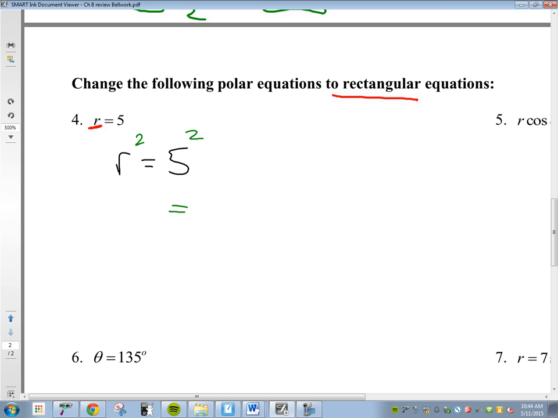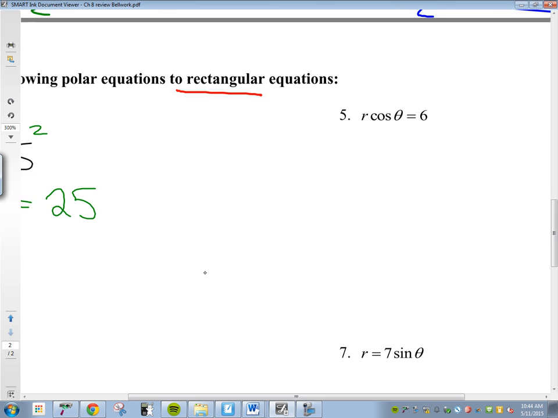I know yours says 3. It says 5 on mine. It's okay. So your problem would say 9. It says r squared here. What can I replace r squared with? x squared plus y squared equals 25. I'm done. It's a circle with a radius of 5. On your paper it says x squared plus y squared equals 9. I know, but same idea. Questions there?